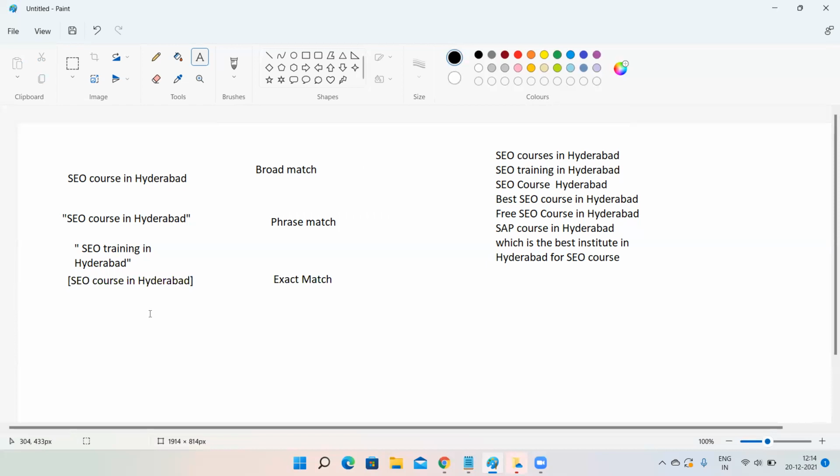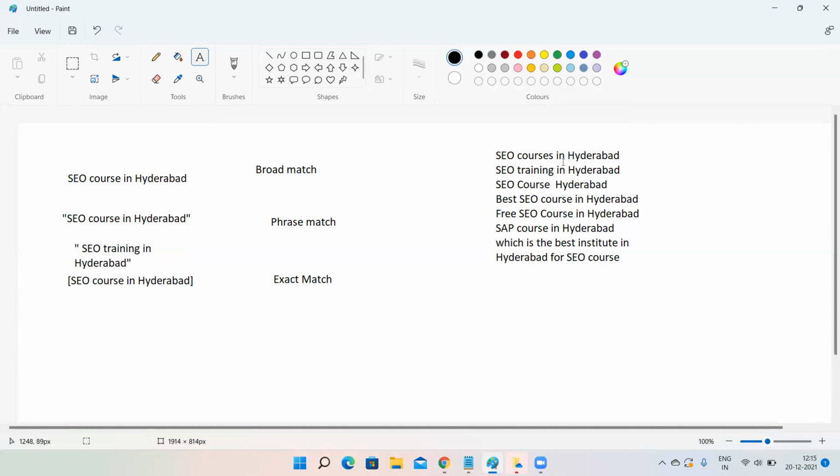Now, exact match is nothing but everything should be exact. It should be exact. No before, no after. Everything should be exact. Do not add anything before, do not add anything after. Phrase match is just opposite of exact match. And exact match is just opposite of phrase match. SEO course in Hyderabad. This is my targeted keyword. That means I have used brackets and I have mentioned the keyword called SEO course in Hyderabad.